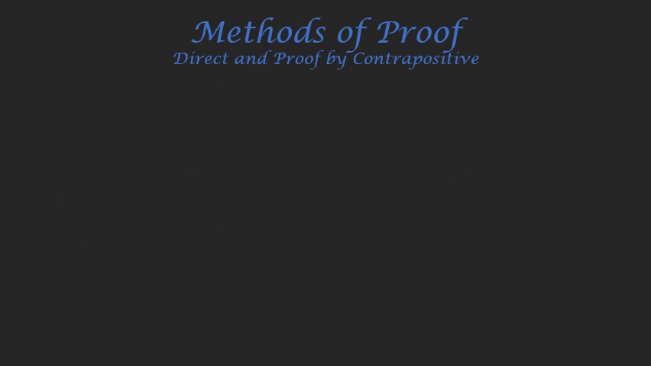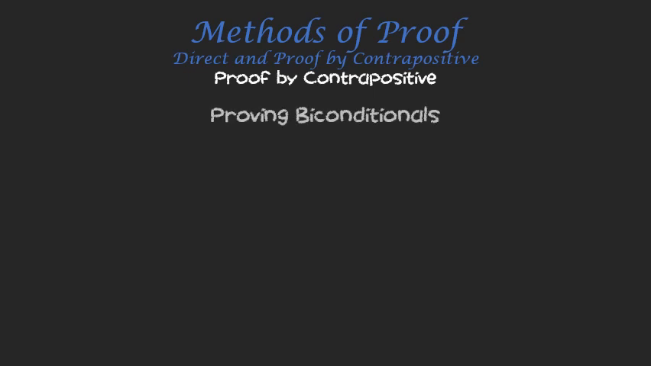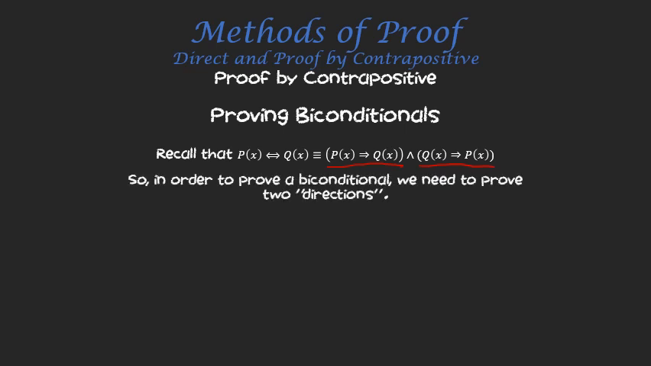So in all these examples we've seen so far, we've been proving implications, but keep in mind that biconditionals are made up of two implications. If we want to prove a biconditional, say p of x if and only if q of x, then we really need to show two implications hold. We need to show that p of x implies q of x. So there's one proof. And we need to show that q of x implies p of x. So we need to show two directions, right? A forward direction that p of x implies q of x, and a backwards direction that q of x implies p of x.